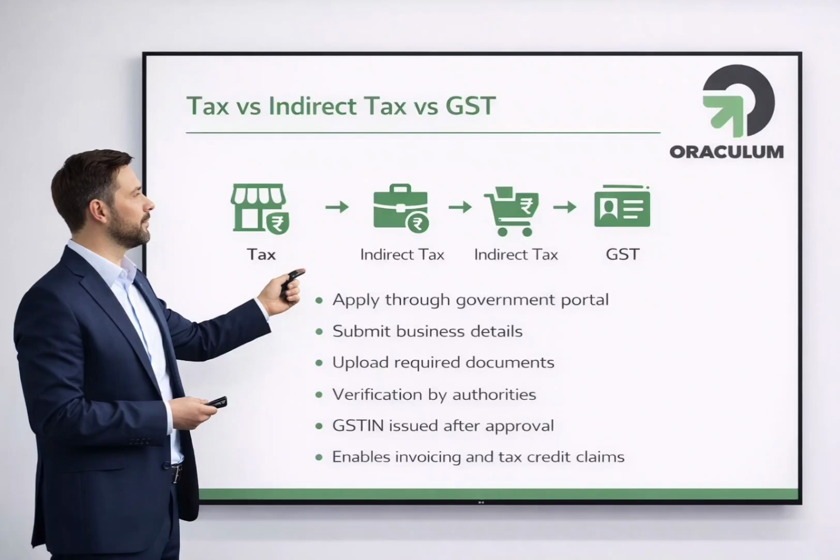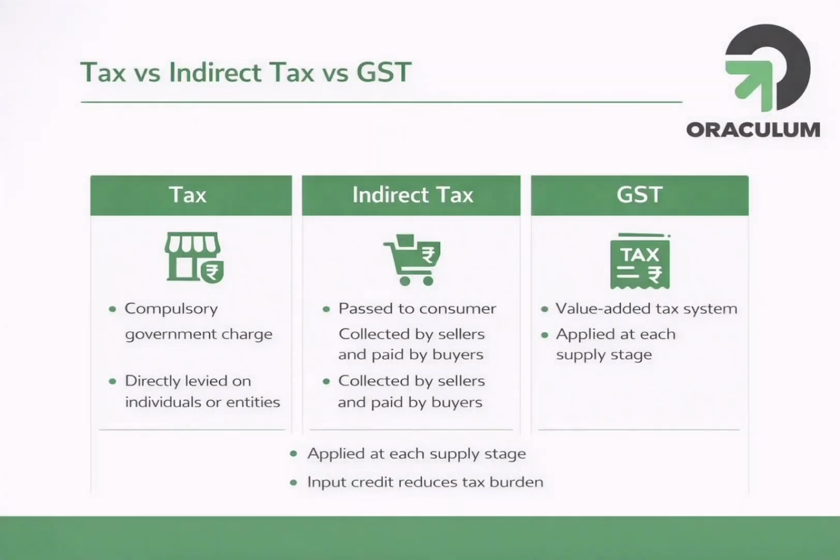Difference between tax, indirect tax, and GST. Tax is a compulsory financial charge imposed by the government. Indirect tax is collected by an intermediary and passed to the consumer. GST is a value-added indirect tax applied at each stage of the supply chain with credit for input taxes. Tax: broad government levy. Indirect tax: passed to the consumer. GST: a structured value-added tax system.